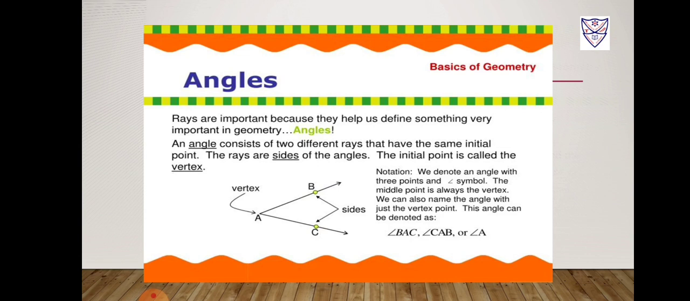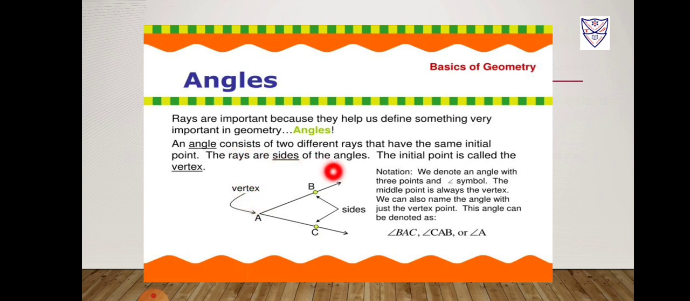So students, rays are important because they help us to define something very important in geometry, that is angles. And angles consist of two different rays. This is one ray and this is the second ray. They have the same initial point. Same initial point means what? Same starting point. So this is the same starting point.